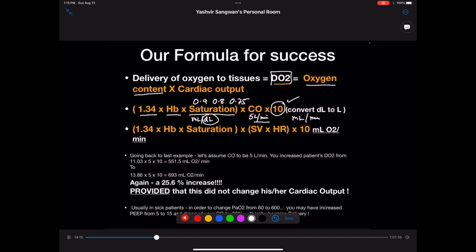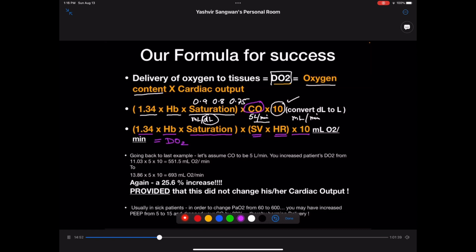Now we all know that cardiac output is nothing but stroke volume times heart rate. Therefore, the formula then becomes 1.34 times hemoglobin times saturation multiplied by stroke volume multiplied by heart rate multiplied by 10 mLs of oxygen being delivered to the tissues every minute is equal to your DO2.